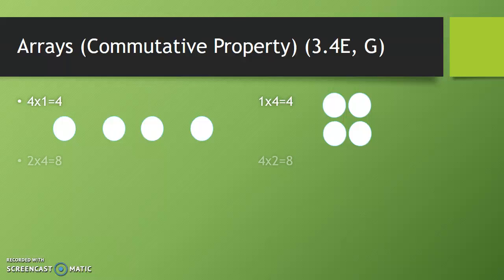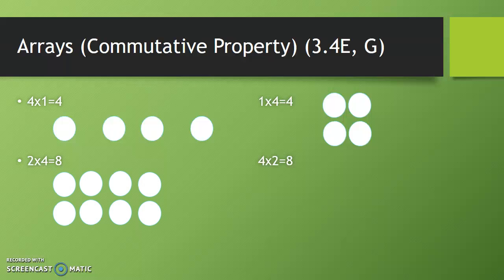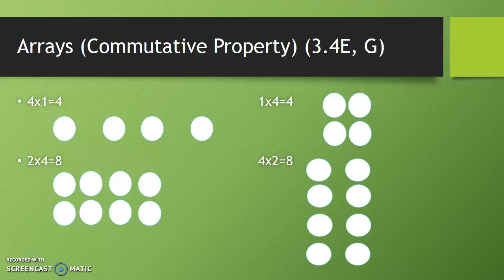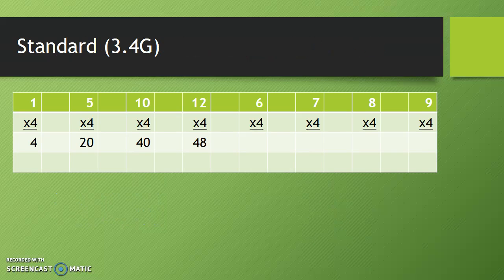Let's look at some more arrays. 2 times 4 equals 8. And we can switch that around because of the commutative property. We can say that 4 times 2 also equals 8. It's the same number that we're working with. We just put them in different rows. So we can have 2 sets of 4, or look at the other one and we can have 4 sets of 2. Let's go ahead on to the next slide.